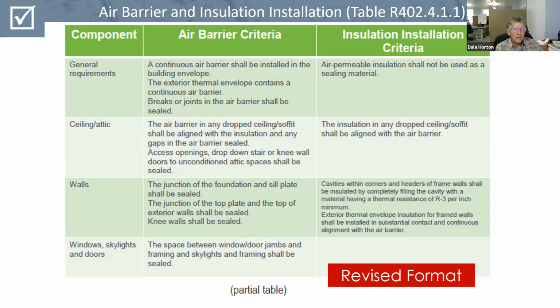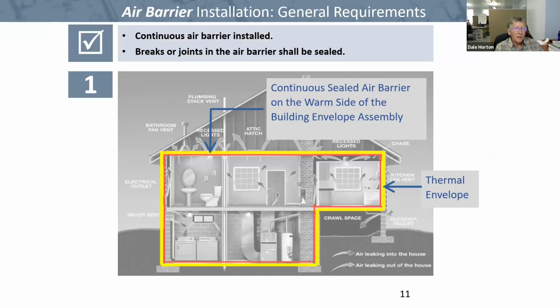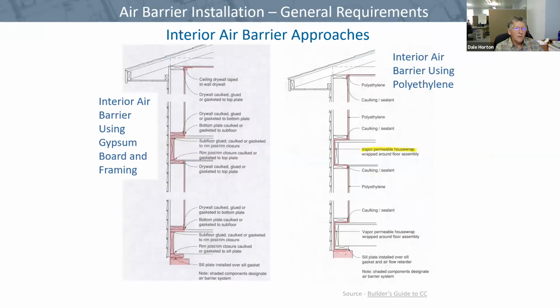So it's a different form, and the requirements for air barrier, they have to be continuous, they have to be sealed. You can do that with polyethylene, continuous in the wall, with sealants at the joints. You can't just lap polyethylene and call it good. The code requires that it has to be sealed, and it has to be sealed top and bottom. You can also use sheetrock.